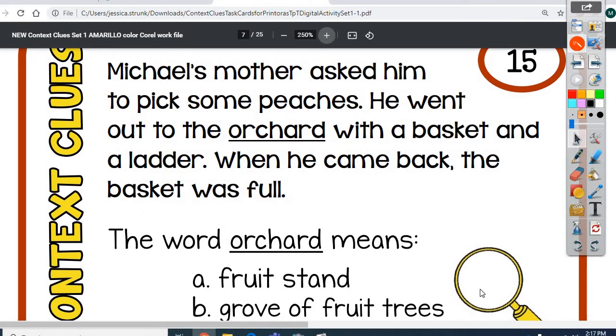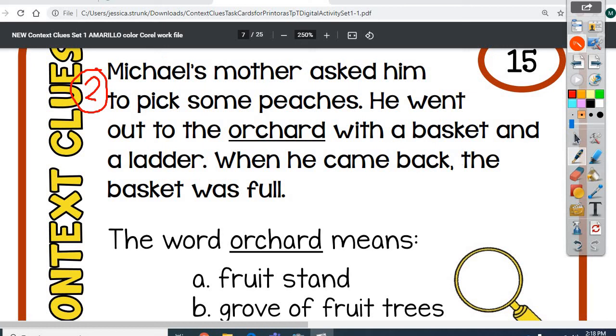Alright, this is a good one. We're going to try number 2. So you'll write number 2. And the word we're trying to figure out is orchard. Ooh, it's got the O-R and the A-R that we've worked on this week. Yeah, orchard. Good, it's got them both. Alright, so Michael's mother asked him to pick some peaches. He went out to the orchard with a basket and a ladder. And when he came back, the basket was full. Alright, so he went out to the orchard. So it sounds like a place.